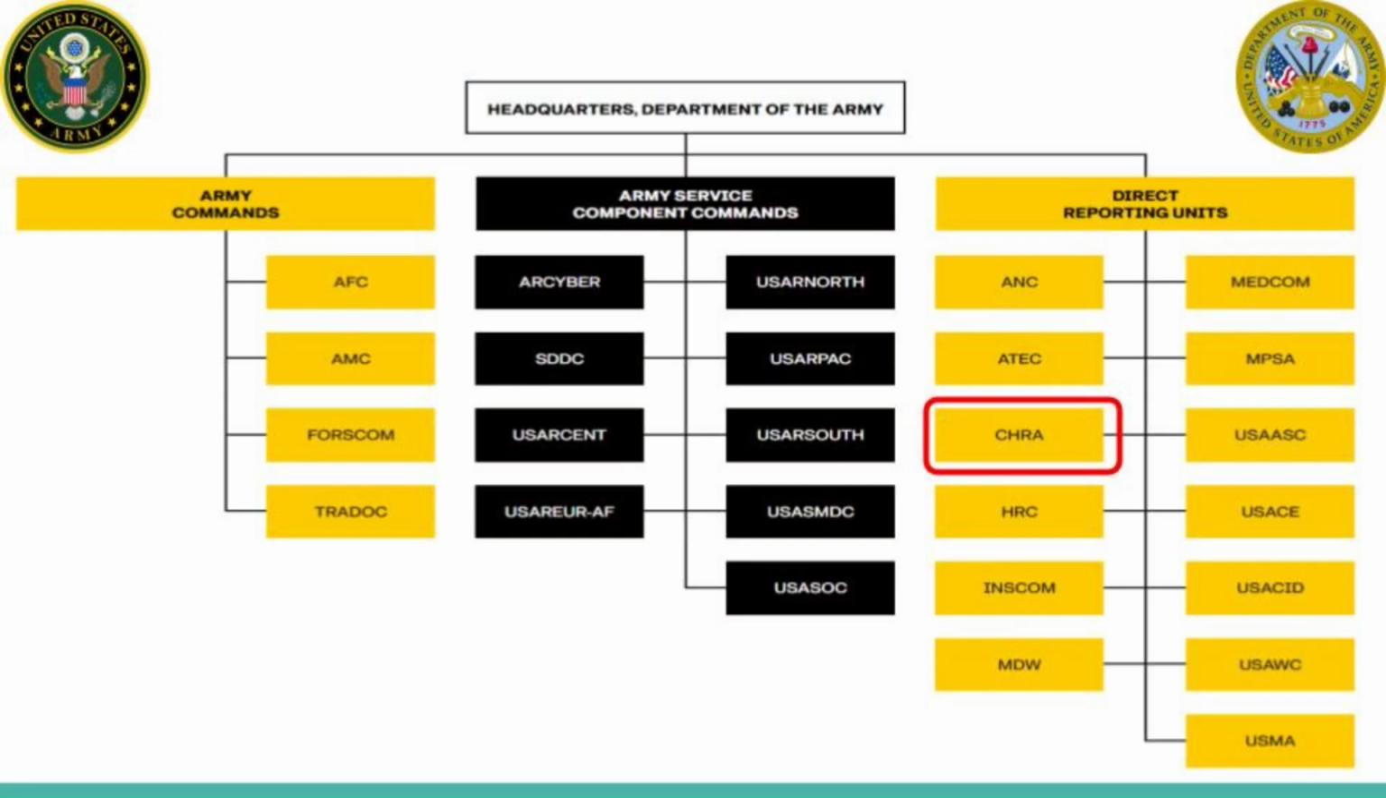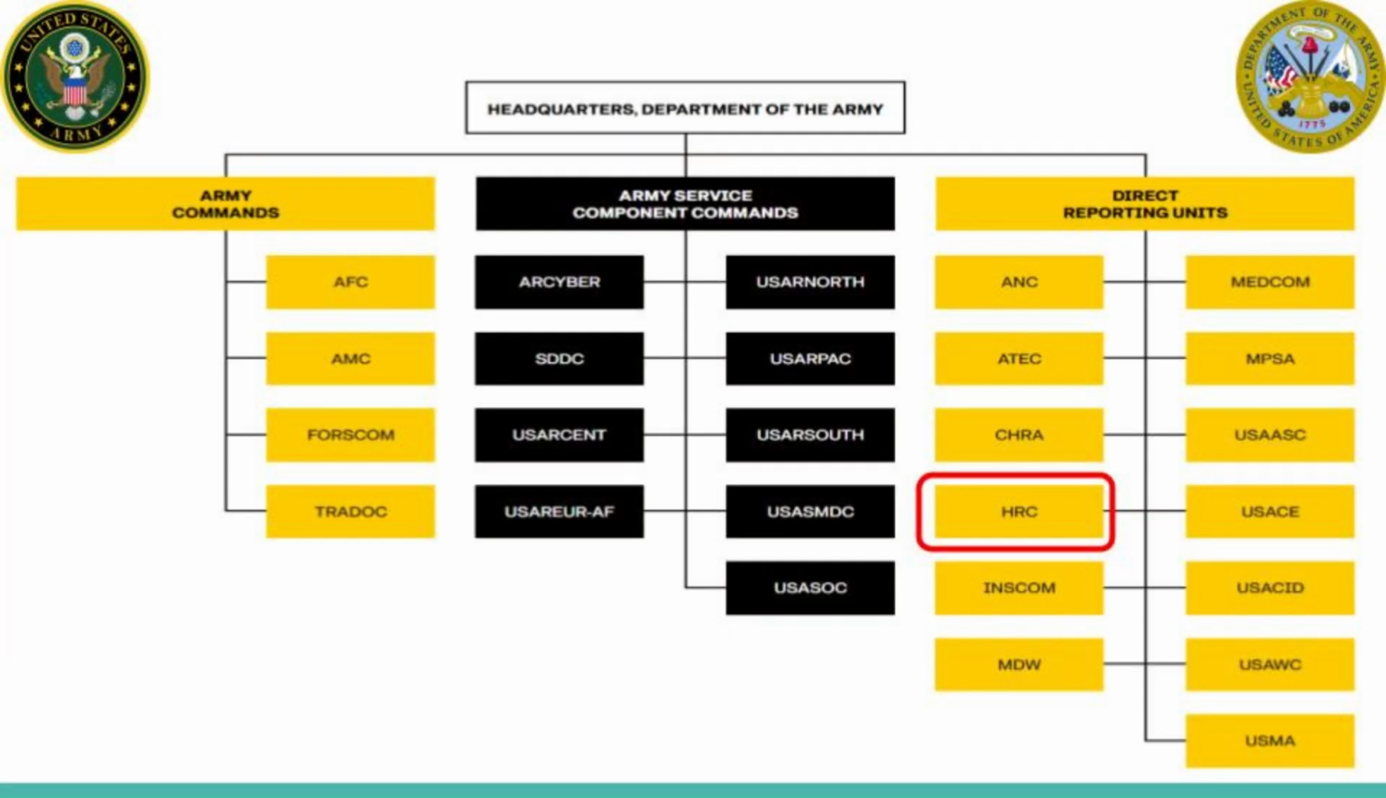Civilian Human Resources Agency is located at Aberdeen Proving Ground, Maryland as well. Their mission is to provide the full range of human resources services to support a highly skilled and ready professional civilian workforce that supports national defense.